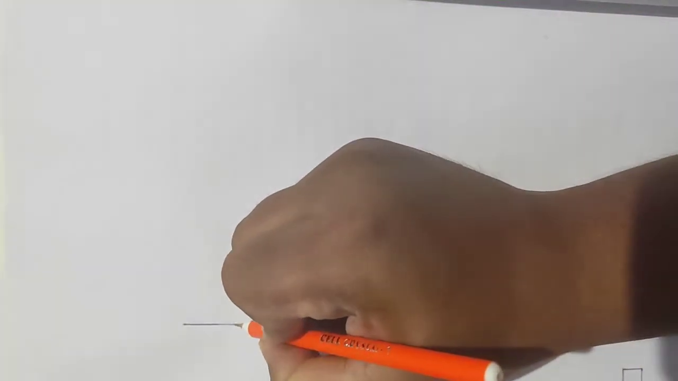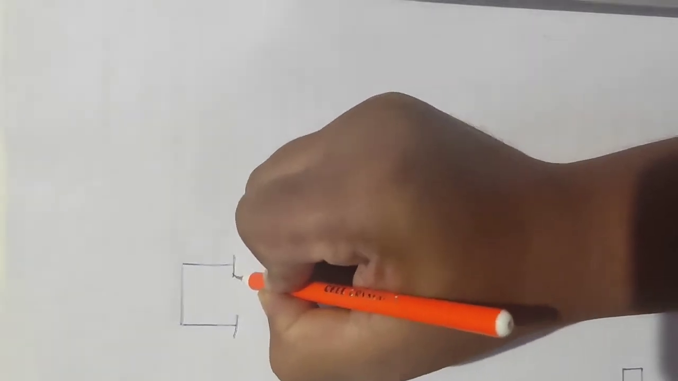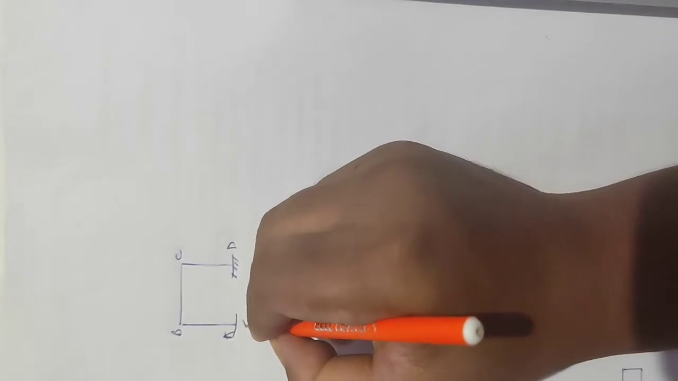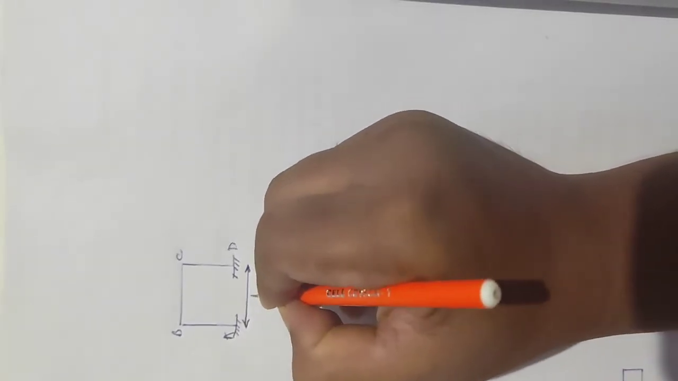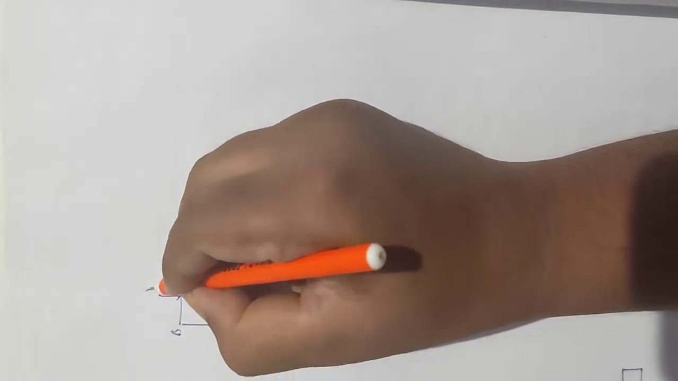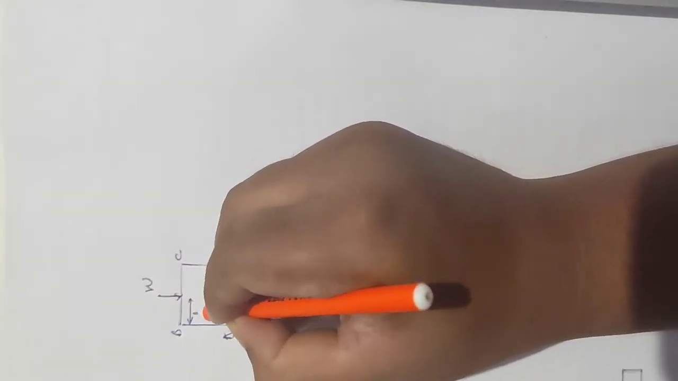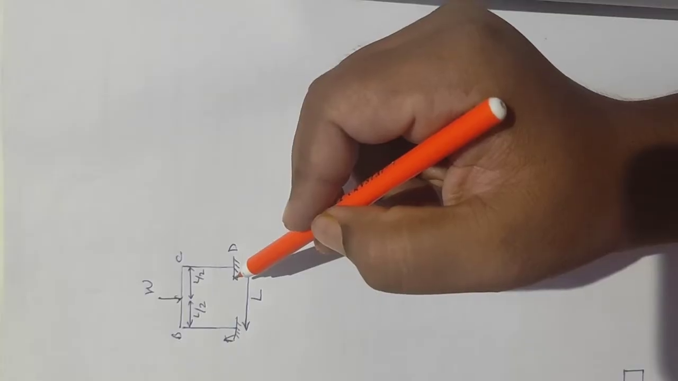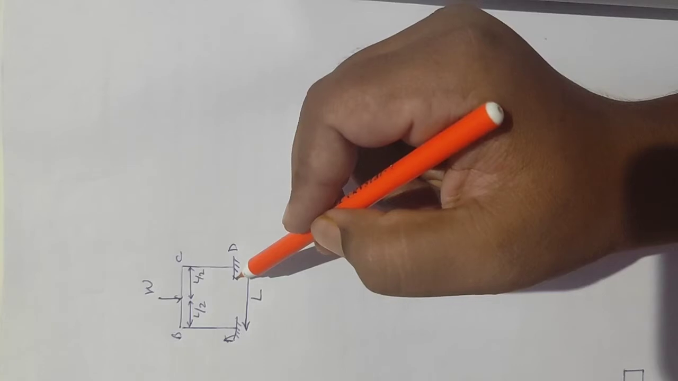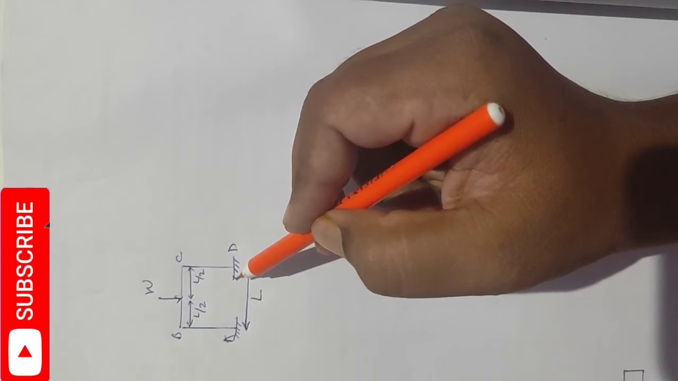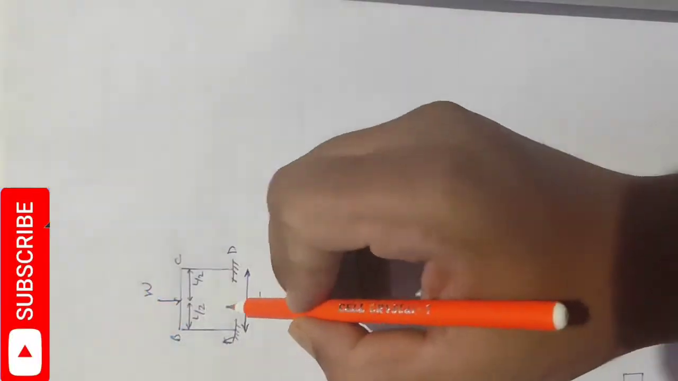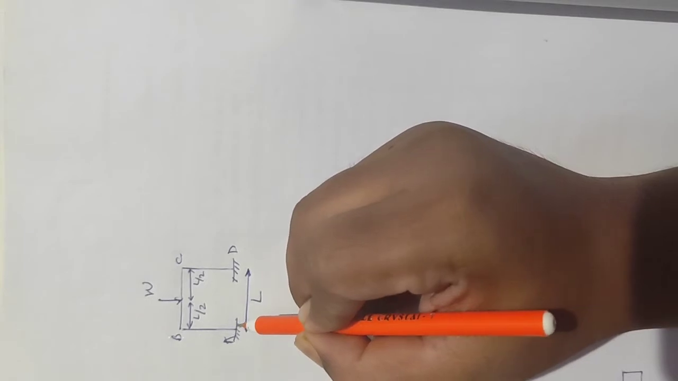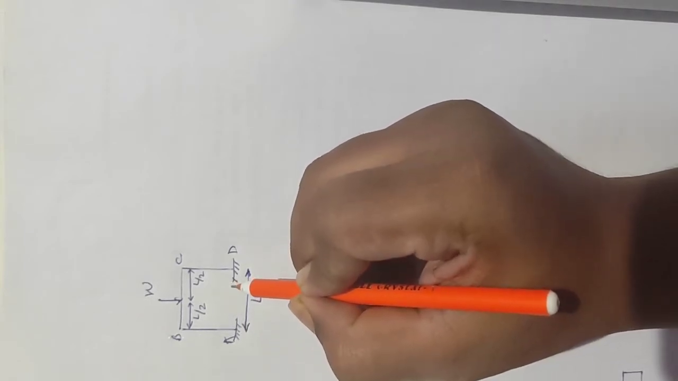Now let us consider a frame having members AB, CD like this, in which the length of the member is L and a load W is acting at the center. That means the distance from both the ends is L by 2. Now the question arises whether this frame will act as a frame with sway or without sway. The answer is that this frame will not have any type of sway because of the geometry, as it is symmetric about the vertical axis.